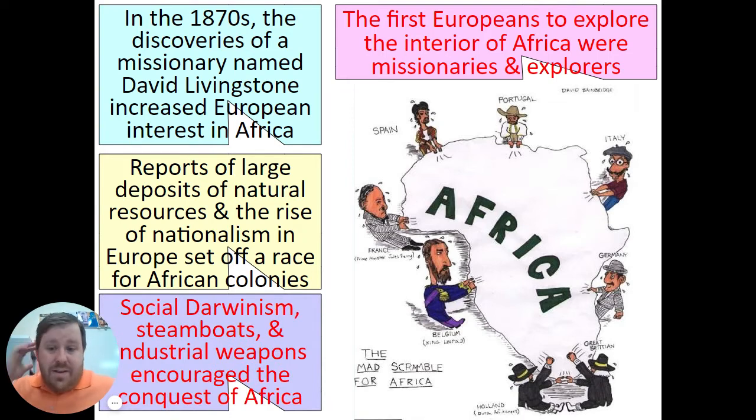Other things that encourage the conquest of Africa are social Darwinisms, which we talked about a little bit last lesson.